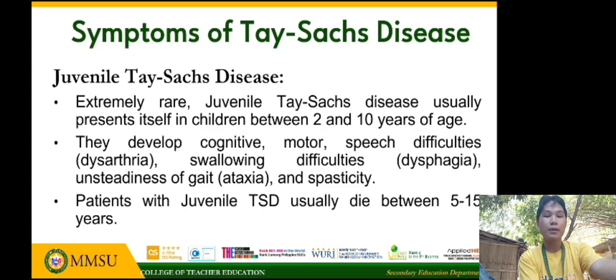Next is juvenile Tay-Sachs disease. It is extremely rare and usually presents itself in children between 2 and 10 years of age. They develop cognitive and motor difficulties, speech difficulties like dysarthria, swallowing difficulties or dysphagia, unsteadiness of gait or ataxia, and spasticity. Patients with juvenile TSD usually die between 5 to 15 years.